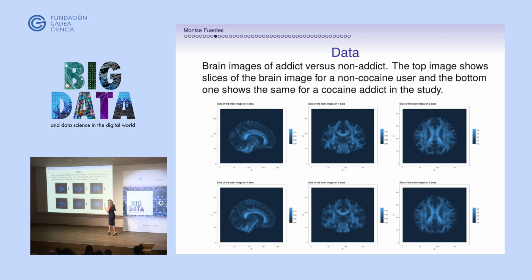So the type of images that we have are represented here. The top 3 images are for a non-addict, and the bottom for an addict. And what we have here are just slices. So again, this is a 3D response. And this would be the part of the brain. So we are looking at small or large differences between the brain activity for the non-addict versus the addict. So this is where the dopamine would be released. But part of what we're trying to understand here, beyond the reward system, is whether there are other parts of the brain that are also impacted.